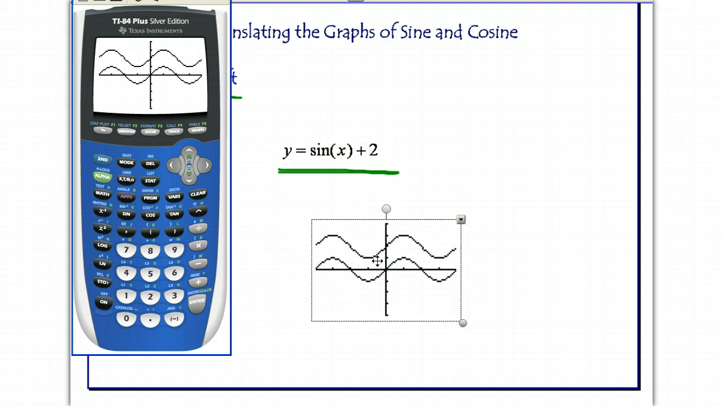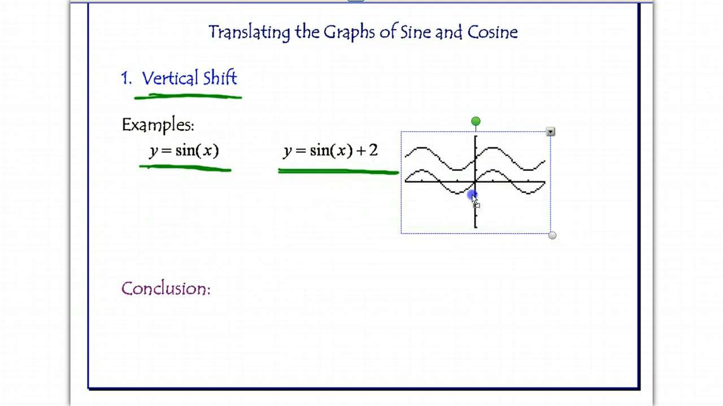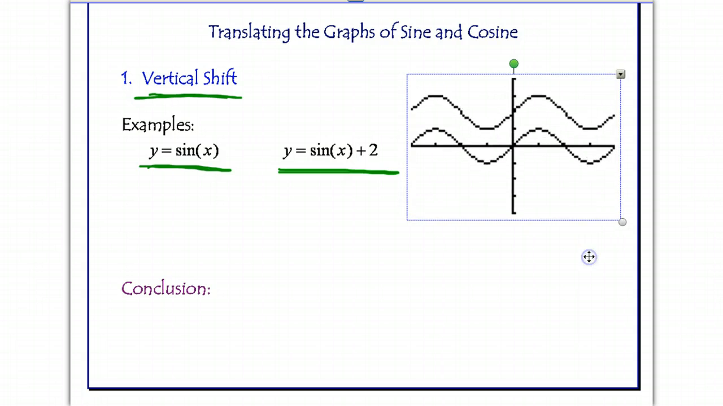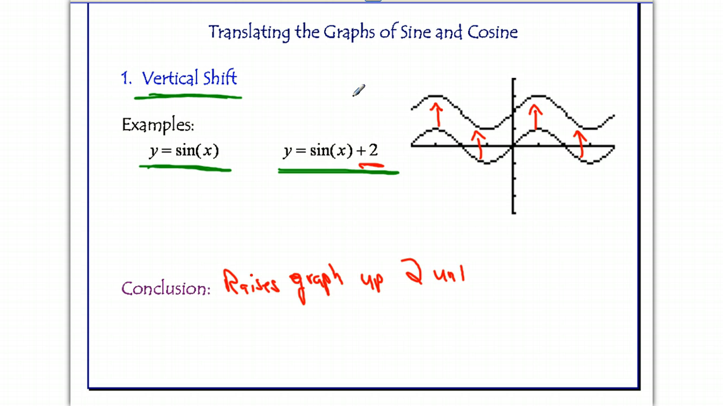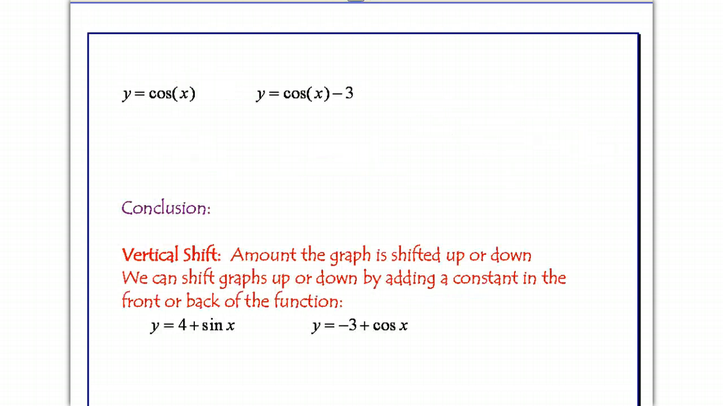All right, so let's keep that. And so we've got our 2, let's put it over here. So we've got sine of x plus 2. And what does the sine of x plus 2 do? Well, it takes your whole graph, and everywhere it raises it up 2. So we make a conclusion here. It raises the graph up 2 units. Okay, seems to be very straightforward. Let's just look at one more to hopefully confirm that.